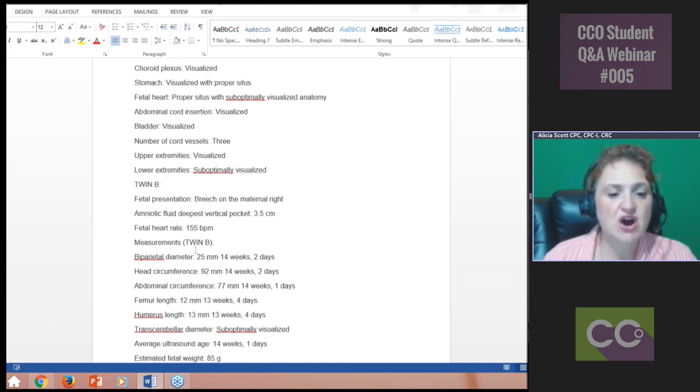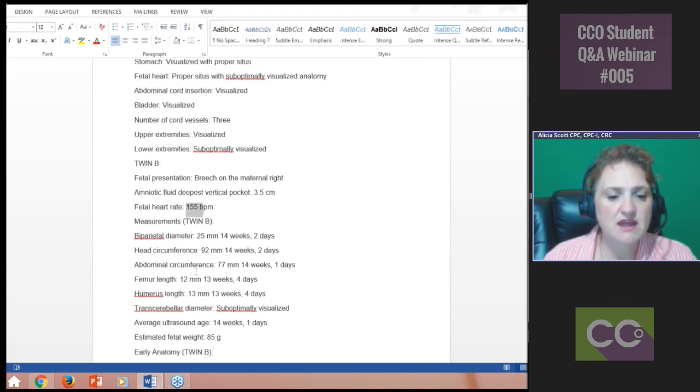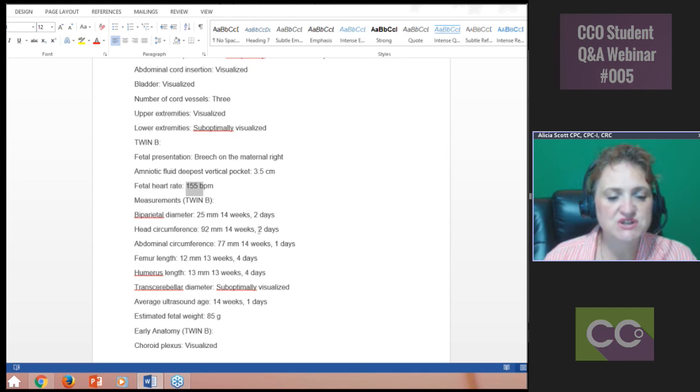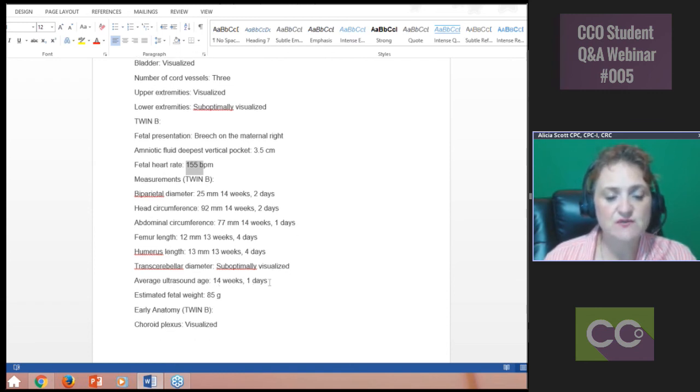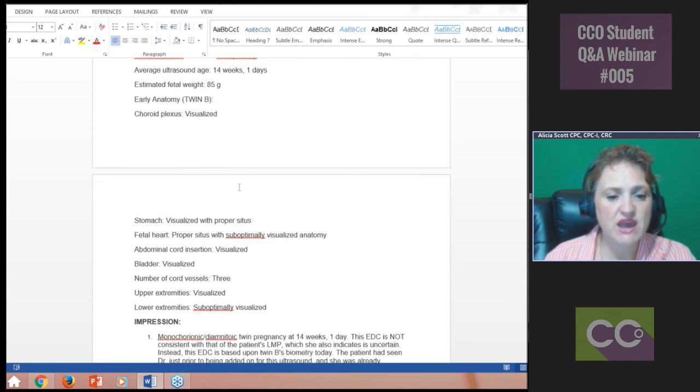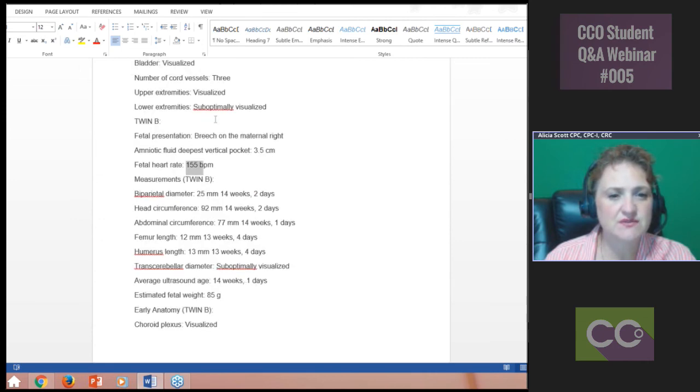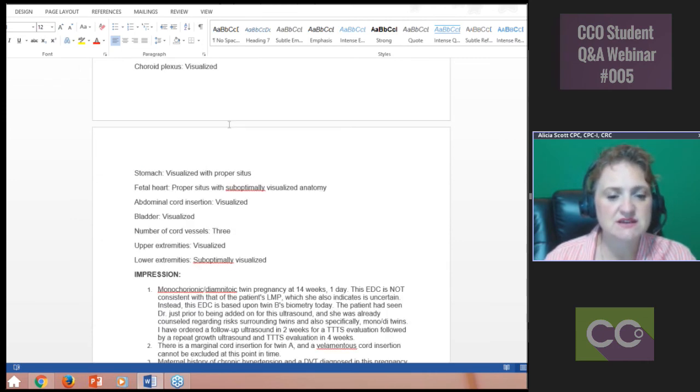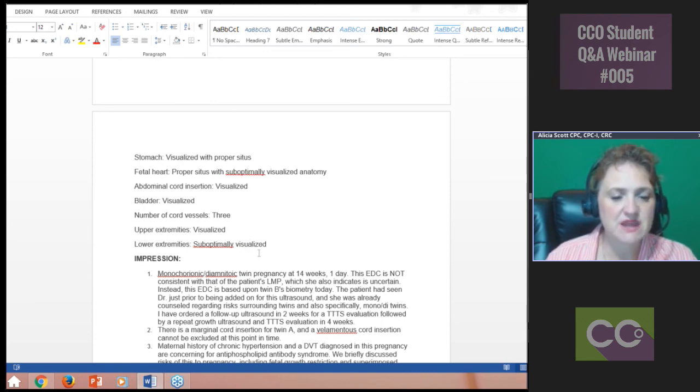Okay, so let's look. Heart rate 155. And then we're getting into the head, 14 and 2, and then the femur is 13 and 4. The humerus is the long bone in the arm. They like to go by the long bone, so it's usually the head circumference and the femur. Average is 14 weeks and 1 day, and everything looks okay on the baby status. Look, number of cord vessels, 3. I think that was still 3. Yeah, that's what you want to see. That's the cord, the umbilicus, and everything looks good.